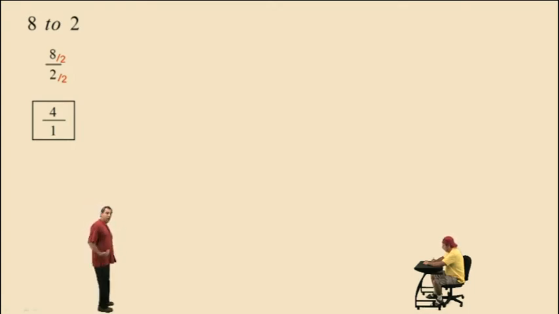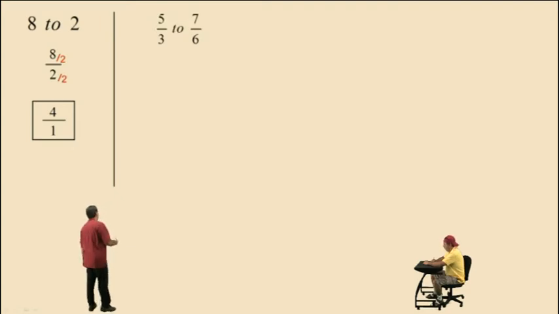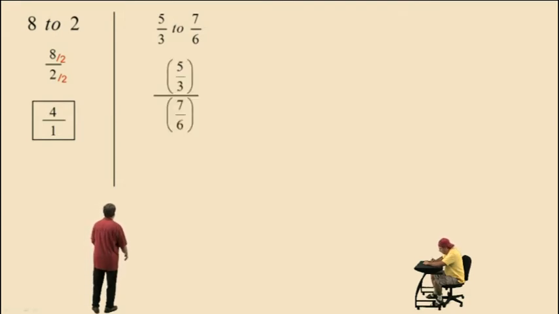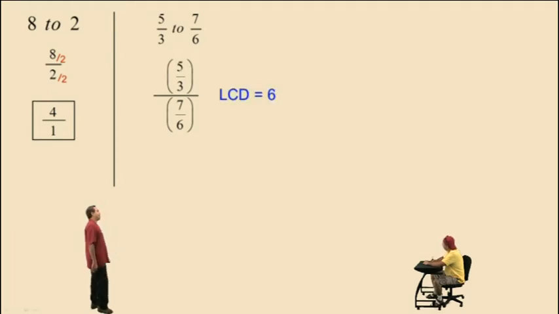So let's go on to a more complicated ratio. Here we have the ratio of 5/3 to 7/6. Don't get scared. Let's write it as a fraction. Now let's use our lowest common denominator to clear those fractions, or kung fu them. We have 5/3 over 7/6. Our lowest common denominator is 6.